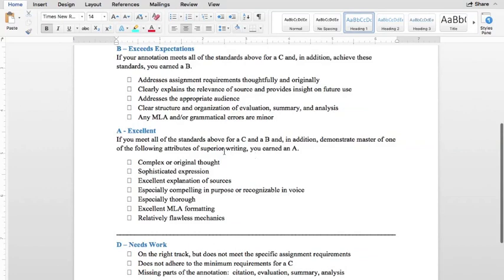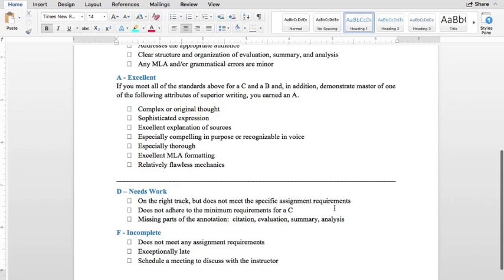And then an A paper really just has to wow me. Every citation is correct. Every annotation is 6 to 12 sentences. It really has complex and original thought. You don't fall into the habit of every annotation looking the exact same, right? Each one should be organic to the source that you're writing about.